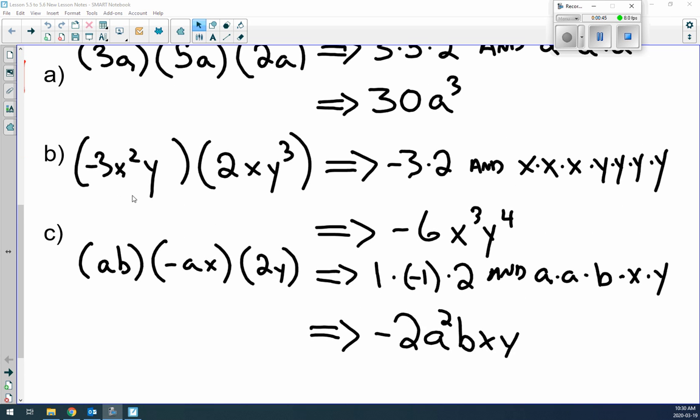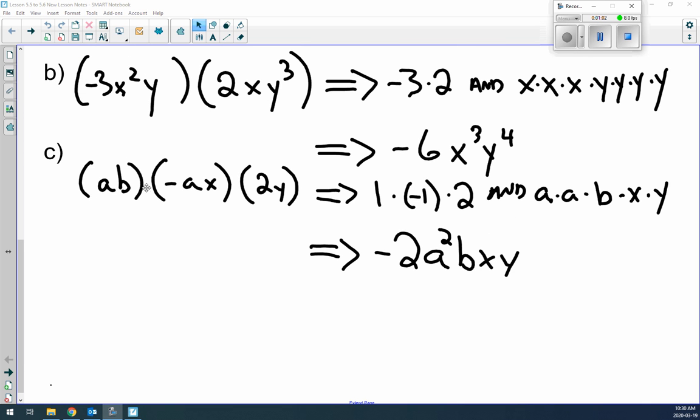Next one here, we have negative 3x squared y times 2xy cubed. All you do is you take the negative 3 and the 2, and you multiply those together. You take the x squared and the x, so you end up with 3 x's there, so x cubed. And the y's, you end up with y to the fourth.